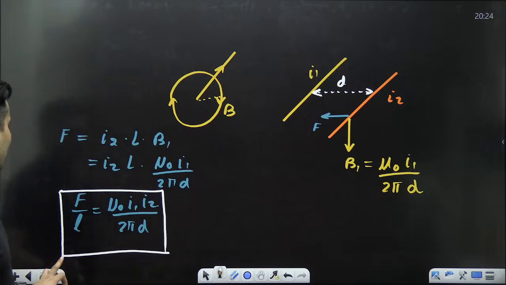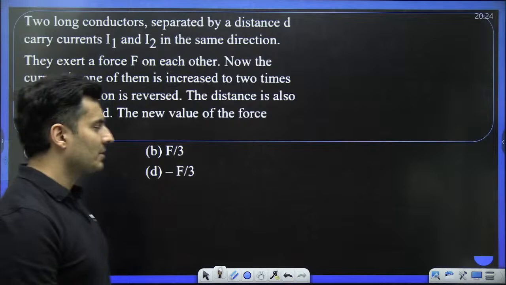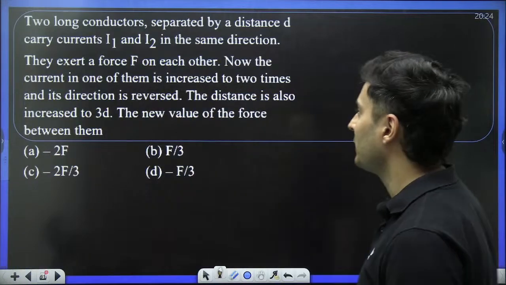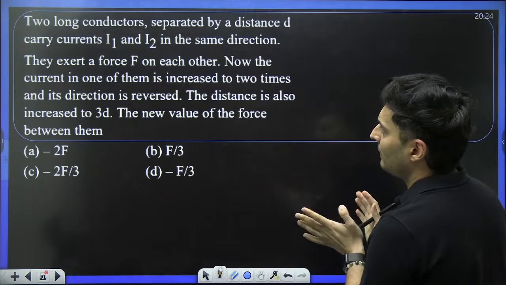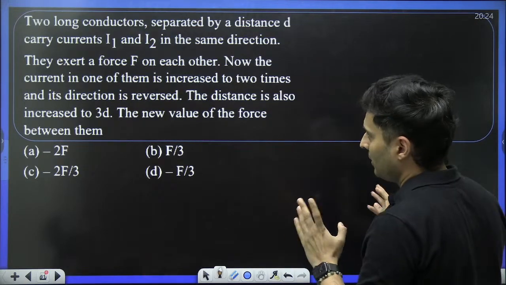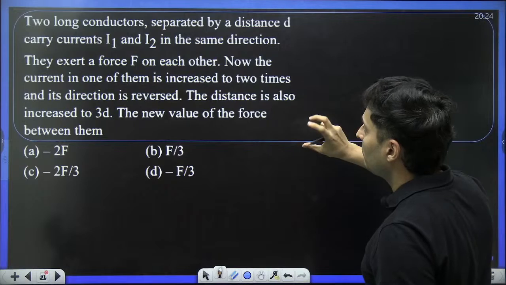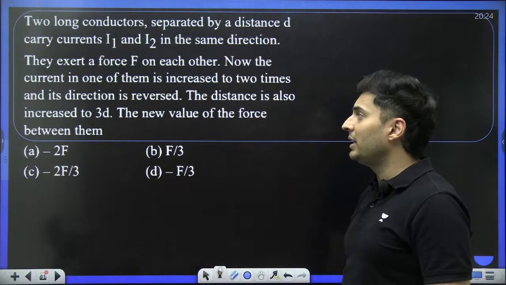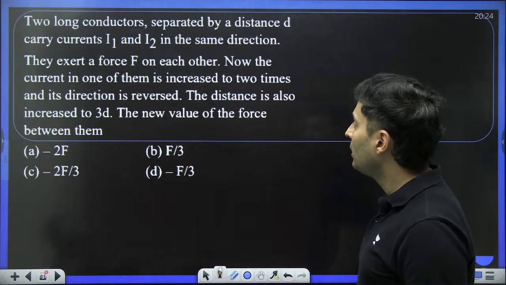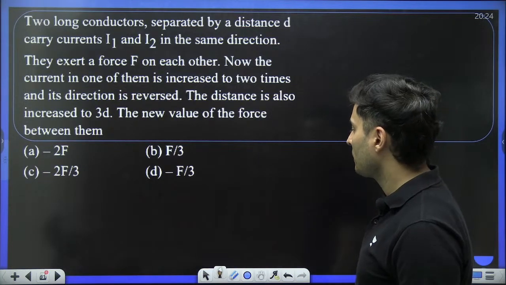So you should know the directions, you should also know the magnitude. So I think we can solve some questions. First question on your screen. Two long wires separated by some distance carry current I1 and I2 in the same direction. They exert a force F. Now the current in one of them is increased to 2 times and the direction is reversed. Distance is increased to 3d. What is the new value of the force?